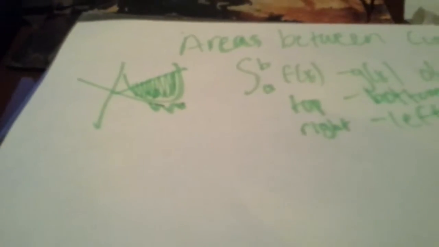And it's always going to be top minus bottom, or the top function minus the bottom function, or if it's in terms of y, it would have to be right minus left. Because you have to take this area and subtract it from the area here to get this area. It doesn't work the other way around.